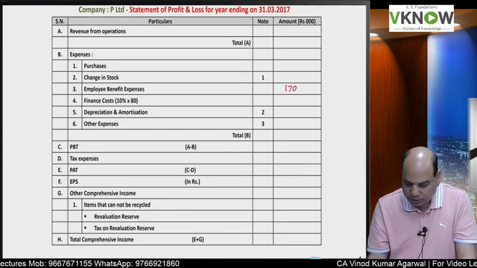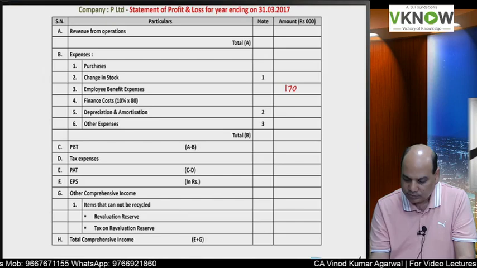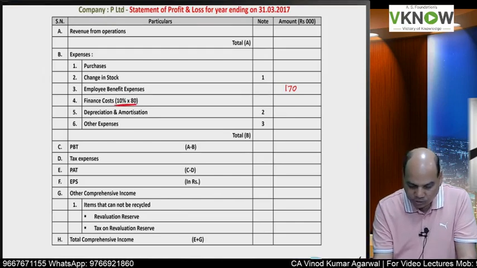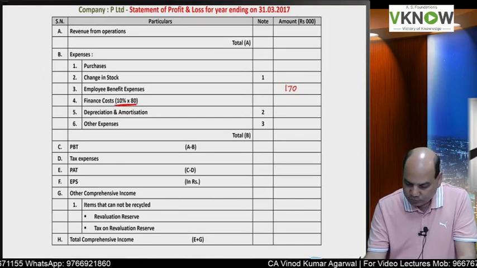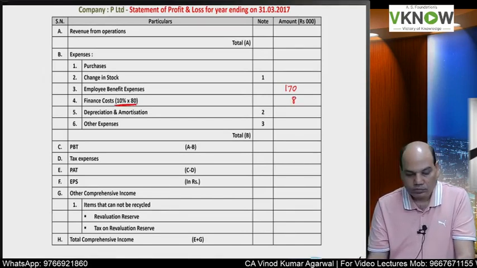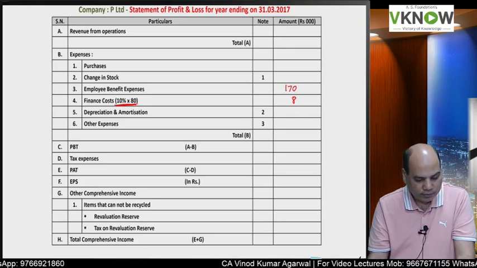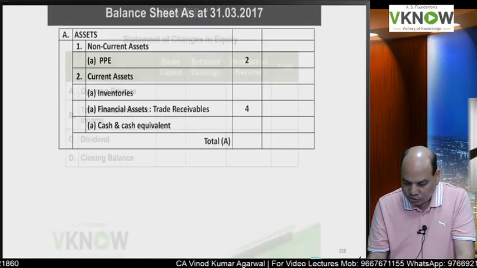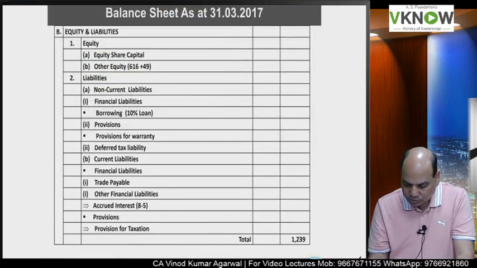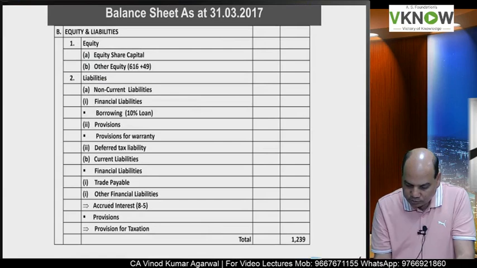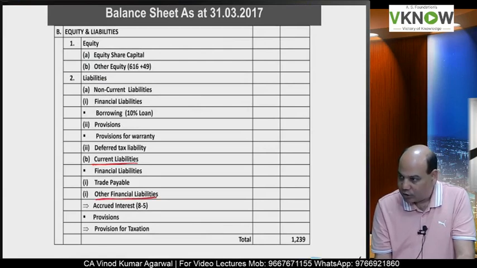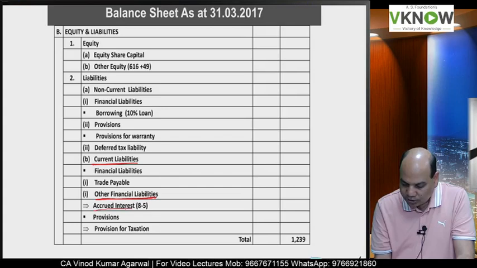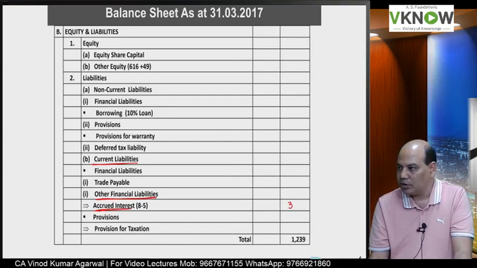Then interest paid, we have discussed there is an adjustment here. So write here 10% of 80 because the loan amount is 80. So this will be 8. But the trial balance says 5. So the remaining 3, I have to put in the balance sheet. So in the balance sheet, we have current liabilities here, under other financial liabilities, accrued interest, write down 8 minus 5, 3. Please practice in your notebook also.